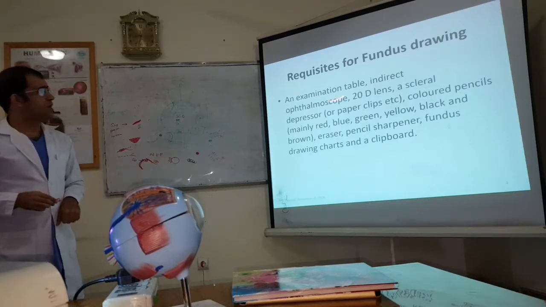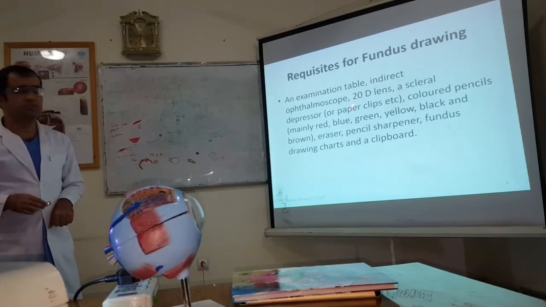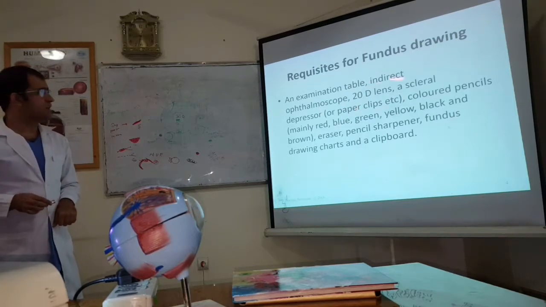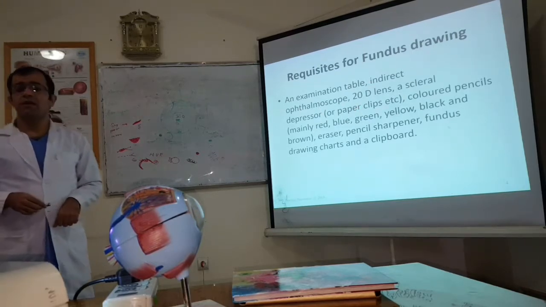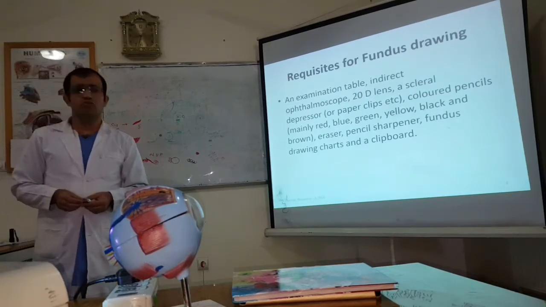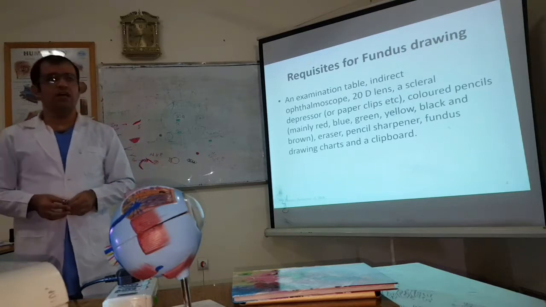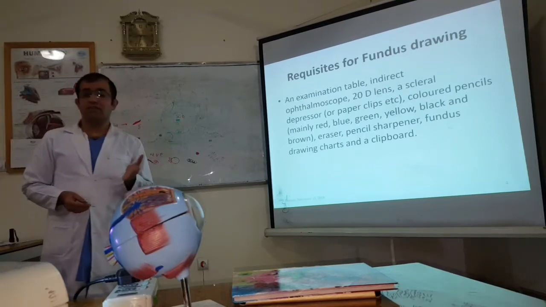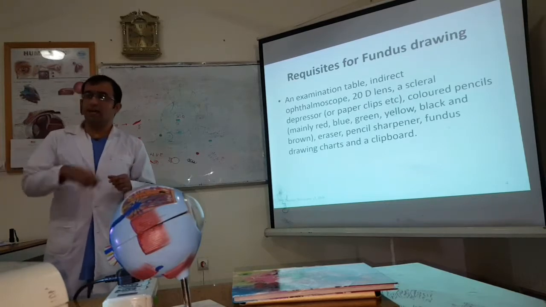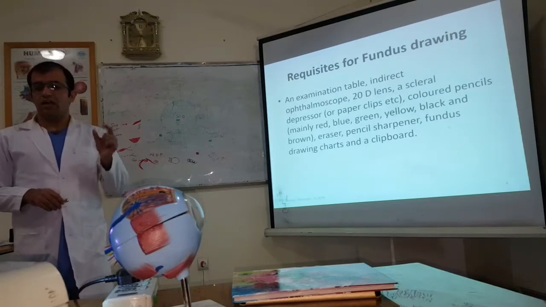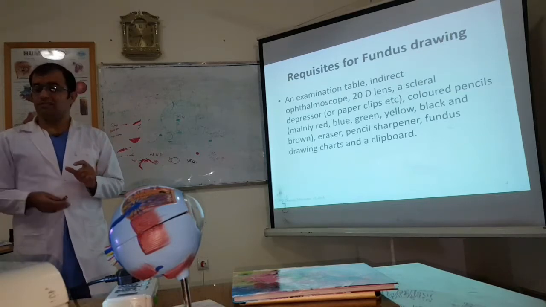The first thing you have to have is an examination table, and next an indirect ophthalmoscope, a 20 diopter lens, and a scleral depressor. Sometimes we have to depress or indent the sclera to see some anterior lesions, especially the lesions which are anterior to the ora serrata or the lesions at the ora serrata. Then we have to indent the sclera, and then we will see the lesions.